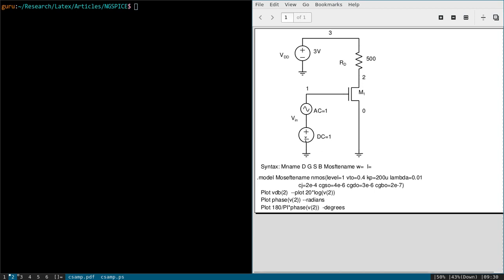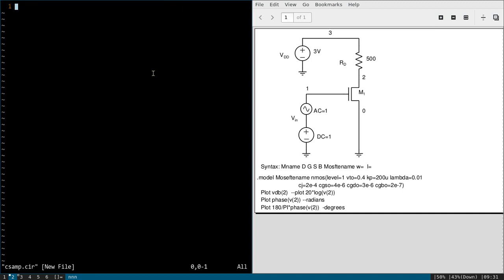So let us see how we can plot this. Let me open a text editor. I will use Vim, and we will call this program csamp.cir. The first line is, as usual, a comment: Ngspice code for CS amplifier.